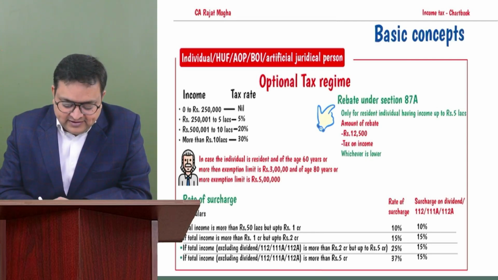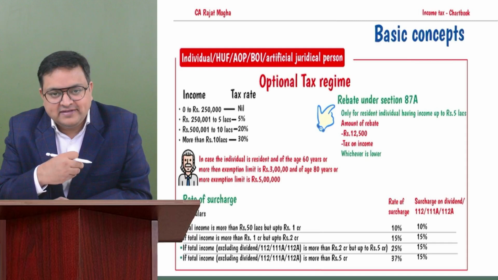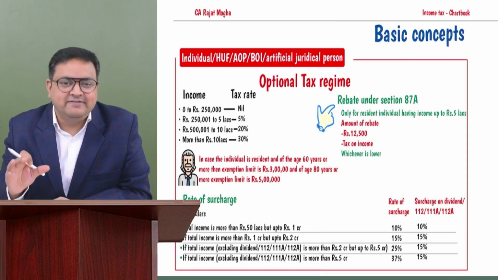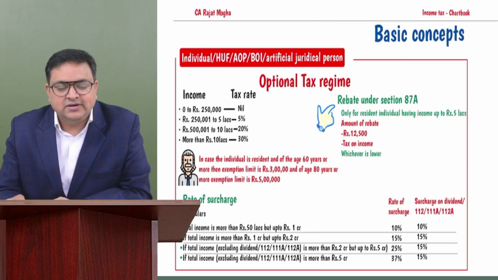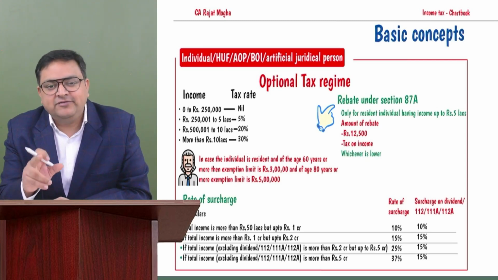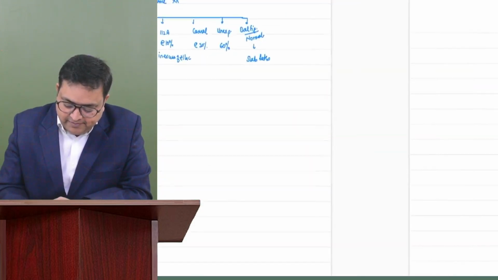So if the assessee is individual, HUF, AOP, BOI, or artificial juridical person. See, mostly for our examinations, the most important assessee is the individual assessee, right? So if the person is individual, HUF, etc., then the tax rate would be as follows. First of all, whenever you have to apply the tax rate on your total income.